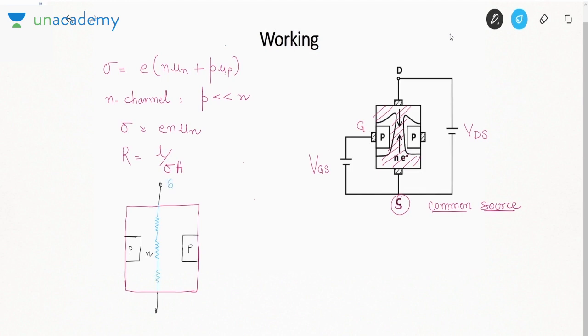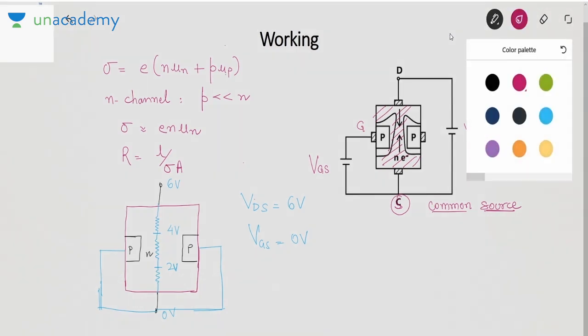Suppose this is your 6 volt voltage and this is 0. So this voltage will be 4 volt, this voltage will be 2 volt. I am assuming equal resistances, so equal voltage of 2 volt is appearing across each resistance. So between drain and source I have applied 6 volt. Now suppose we don't apply any voltage between gate and source. So VGS is 0. In such a case, what will happen?